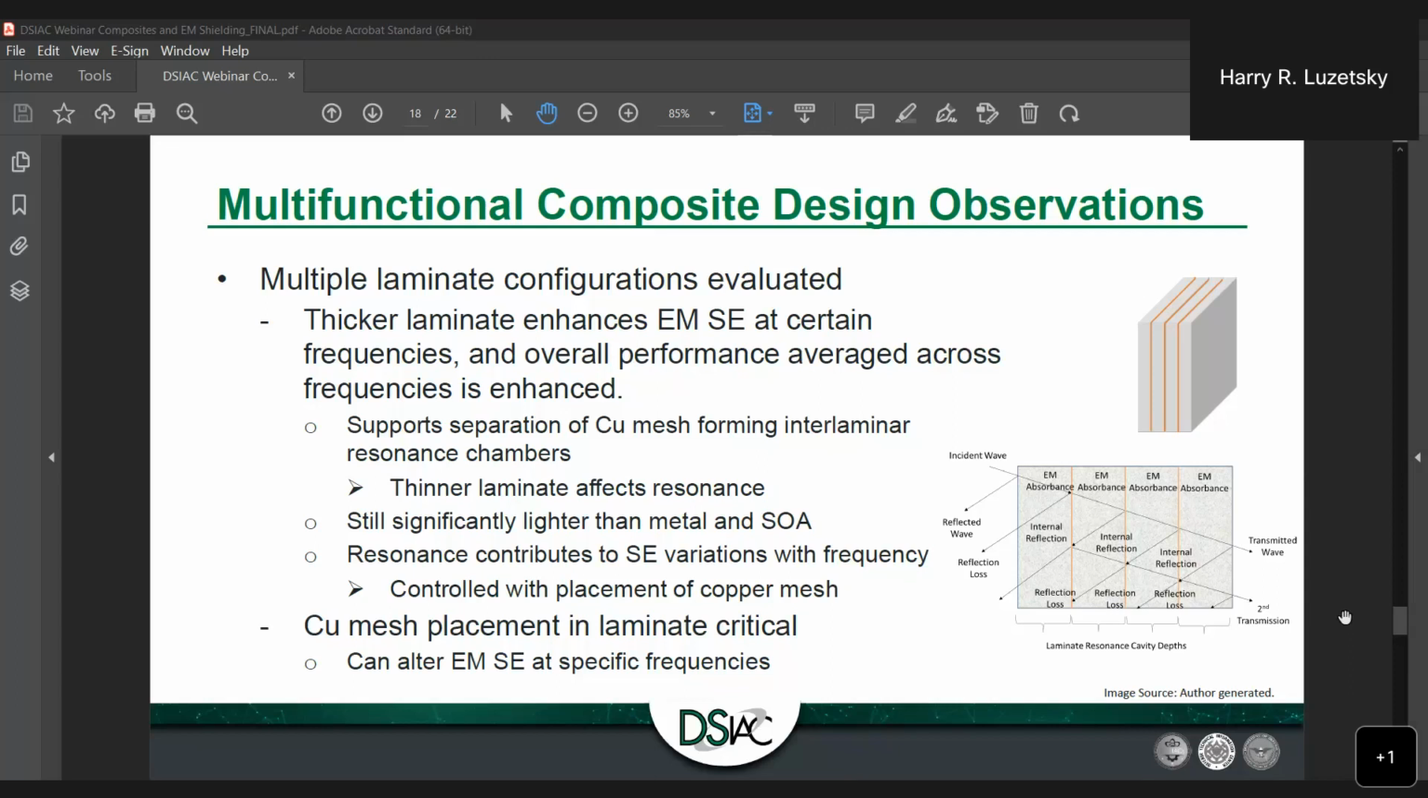And then, as I stated, the copper mesh placement and the laminate we found is critical. This can alter the electromagnetic shielding effectiveness depending upon where it's placed. So if you place it close to the surface versus more in the middle, you will see your frequency dips and rises vary across the frequency band. Next.